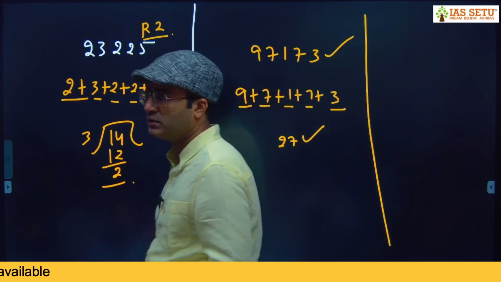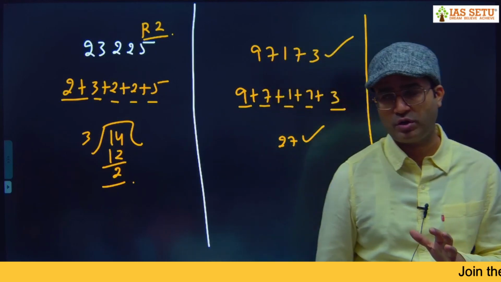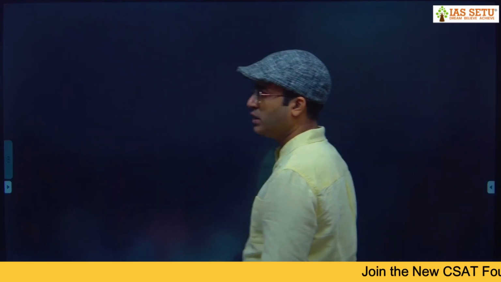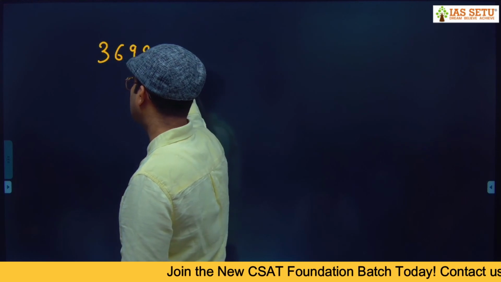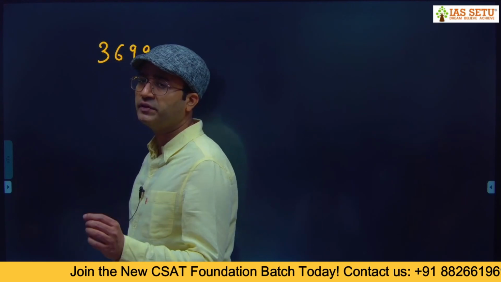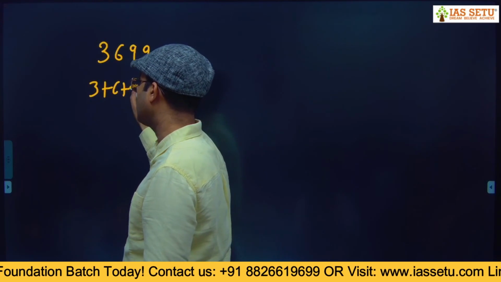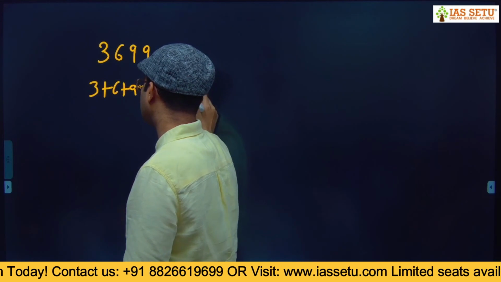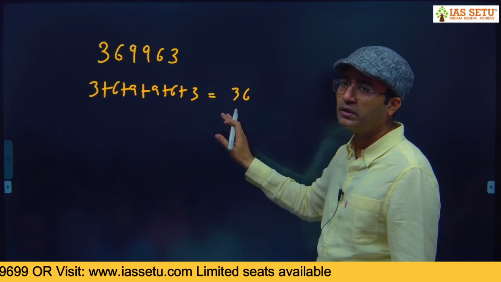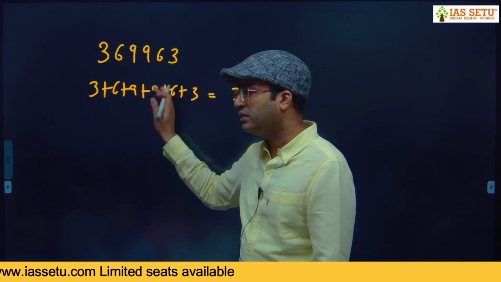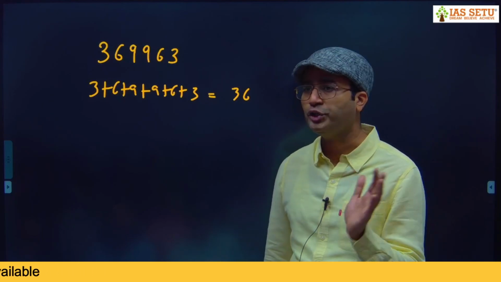But I tell you one more thing, so that you can be fast to check if the number is divisible by 3 or not. Like for example, if I give you a number 3, 6, 9, 9, 6, 3, and I ask if it is divisible by 3, yes or no. One method is you will do 3 plus 6 plus 9 plus 9 plus 6 plus 3. What do you get? 36. But here there is a rule. If in the given number you have 3 or a multiple of 3, you can ignore it. No need to carry it in your addition.